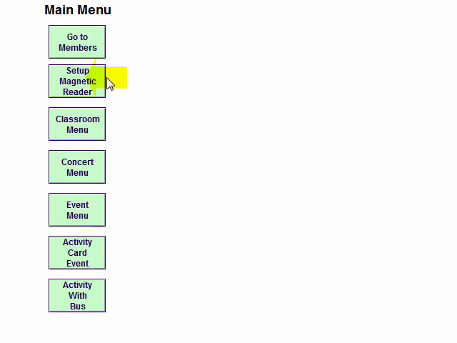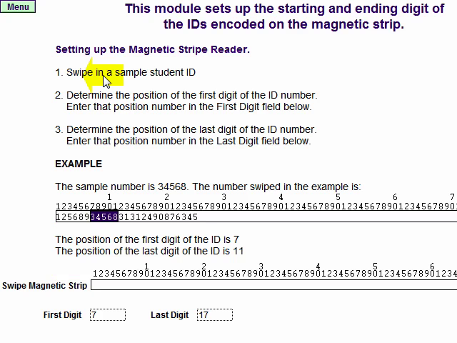We now press the Set Up Magnetic Reader button to go to the Magnetic Stripe Reader screen. We begin by swiping in a sample student ID. As the magnetic stripe contains much more information in the form of additional numbers than is needed by the RCI Attendance Program, we need to determine the position of the student's ID number within this swiped sample number. We look at the number that has been swiped in.